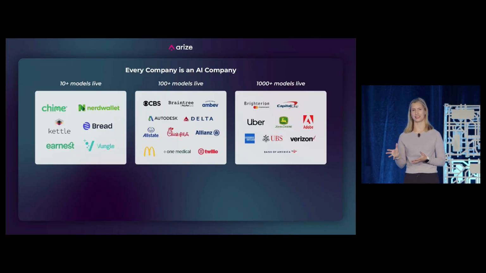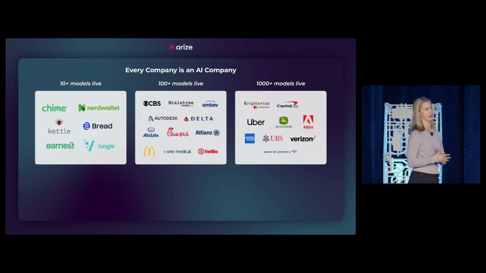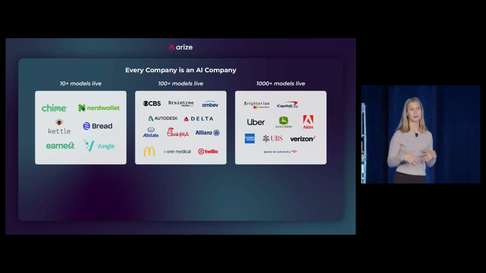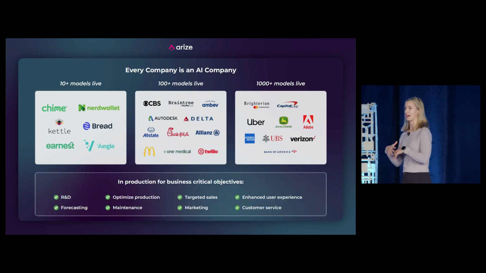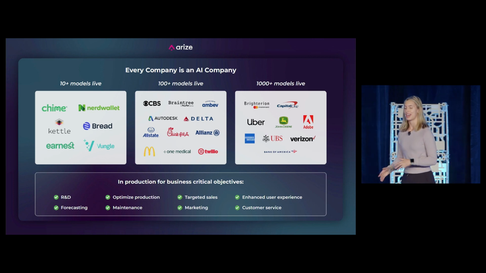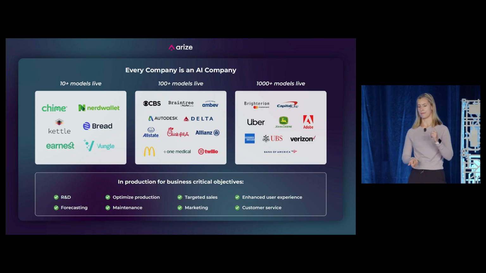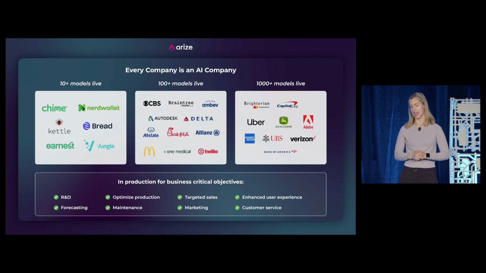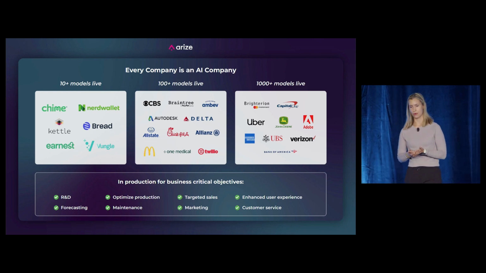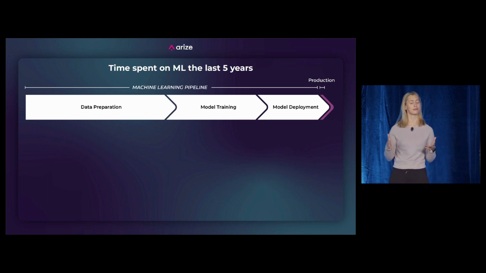And when I say companies, I really refer to all companies. It used to be that AI was only used by the most sophisticated teams, but nowadays everyone's using AI. Whether it's a startup and you have 10 models in production, whether you're a company that's 100 years old and you have over 1,000 models that are live, you're using these for maintenance, for forecasting, for business critical decisions every day. And when you're using these, it's important to think about the time that you spend actually developing these models and in the model development lifecycle.